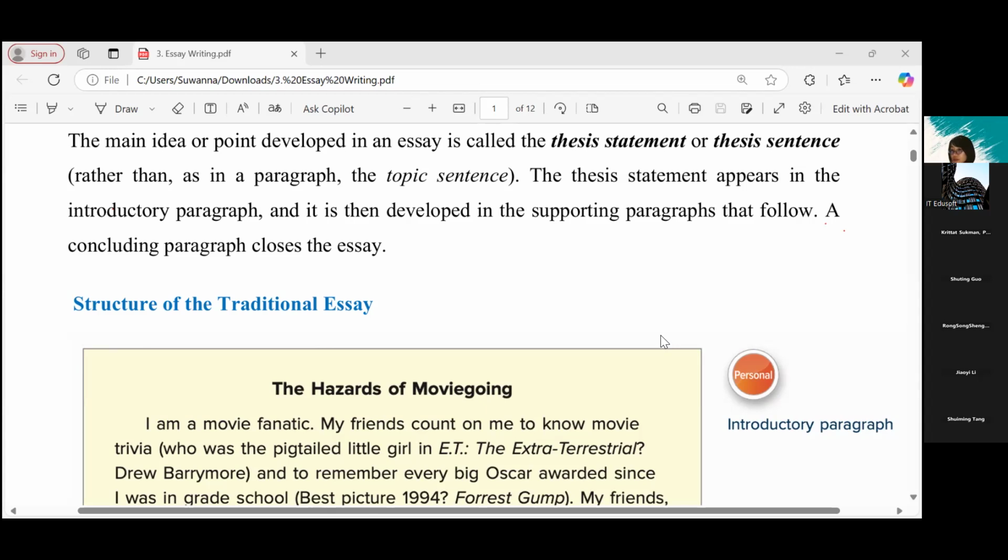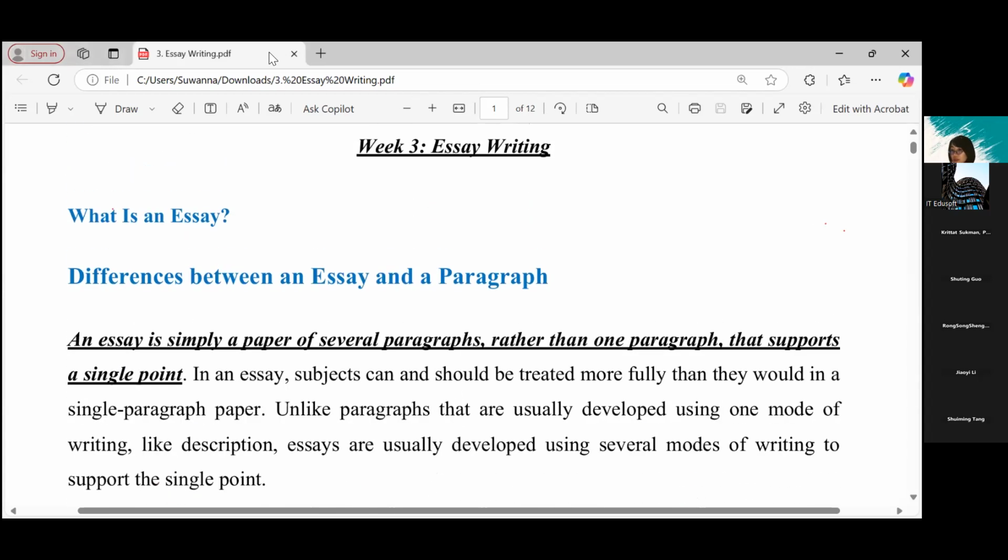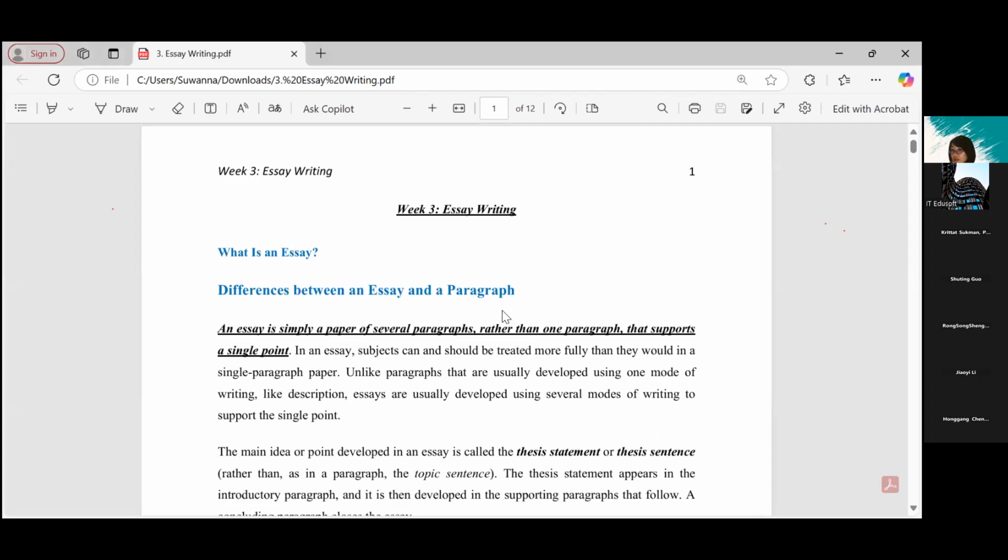Because an essay is much bigger than a paragraph. Here we go. I will show you here. This is what I wrote over here.